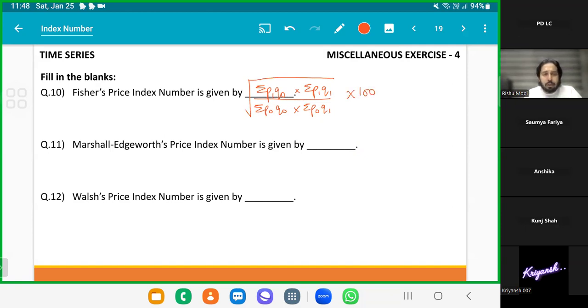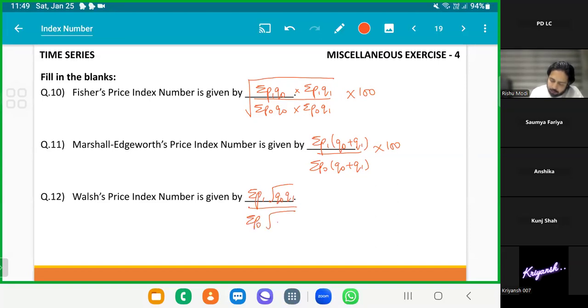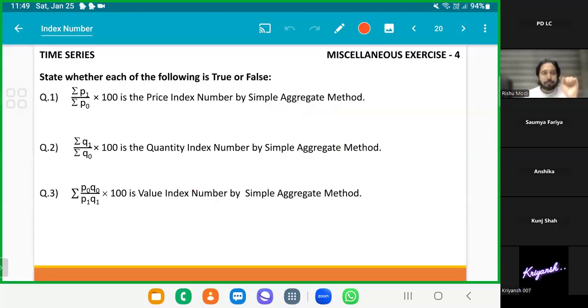Then we have Marshall, Edgeworth, and Walsh. So we write their respective formulas. So Marshall, Edgeworth, P1, addition of the quantities, summation P0, addition of the quantities into 100, and Walsh, summation P1, geometric mean of the quantities, summation P0, geometric means of quantity into 100, right? So these 12 are nothing but fill in the blanks, the easiest ones because they are the formulas of the chapter, right? We move on to the next one, true or false.